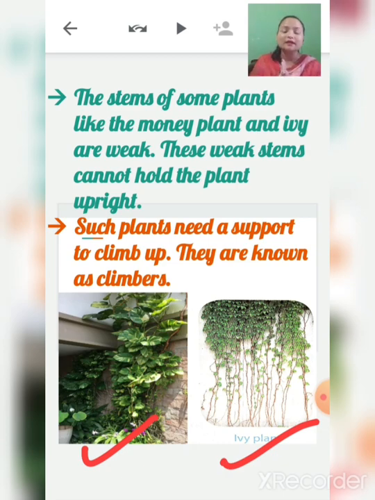So what do they need? They need some support to climb. So such plants need support to climb up, and they are known as climbers. Okay, they need support for climbing. So these kinds of plants are known as climbers.